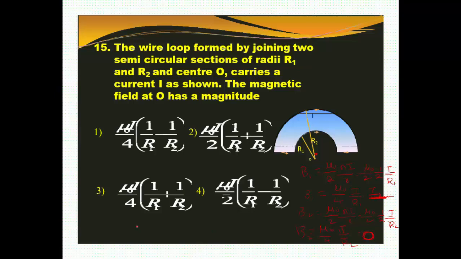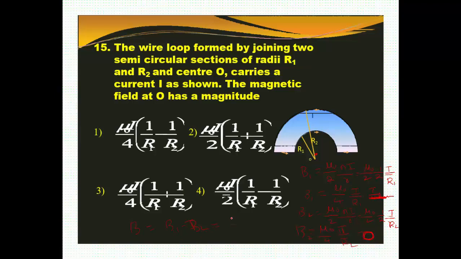So with this, the net magnetic field at the center will be B equal to B1 minus B2. Why B1 minus B2? Because they are opposite. One is inward and the other is outward. Why is it B1 minus B2, not B2 minus B1? Because B1 is greater, because B1 has a smaller radius. The coil with less radius has more magnetic field. So that's why B1 minus B2.